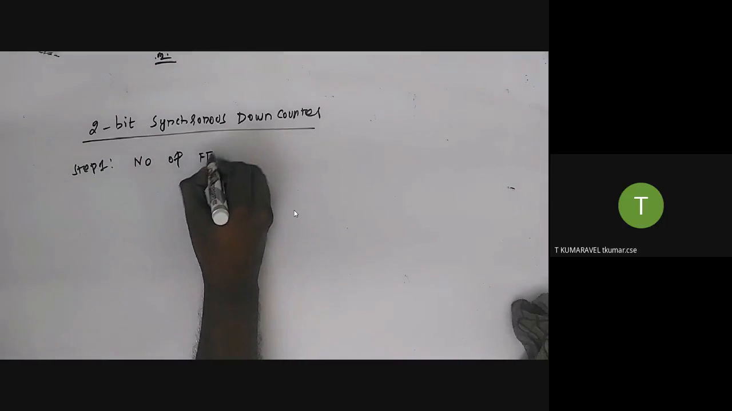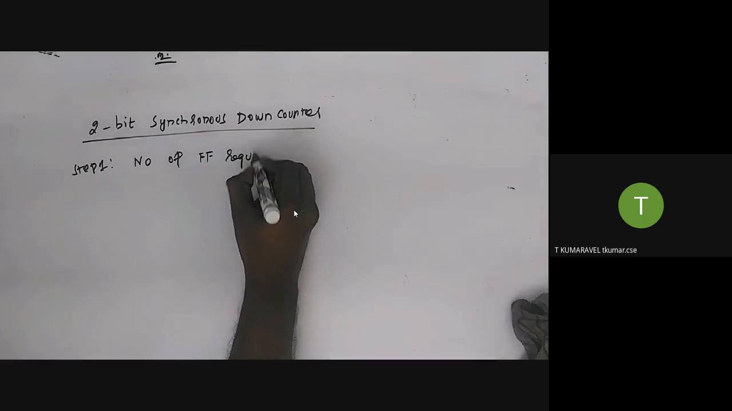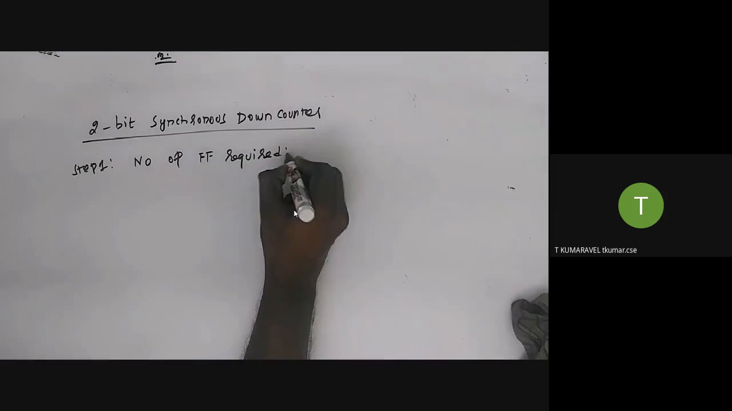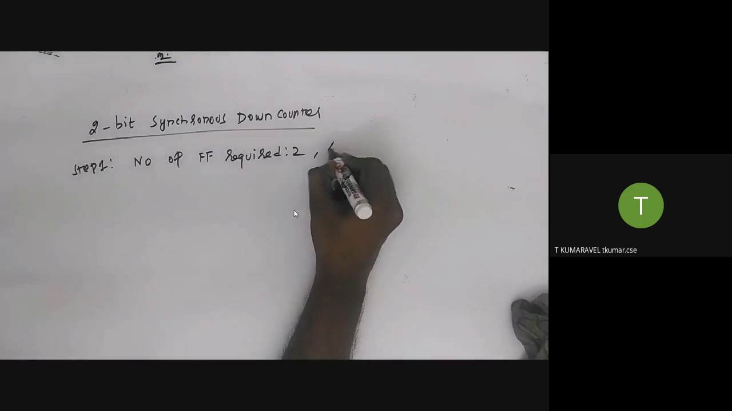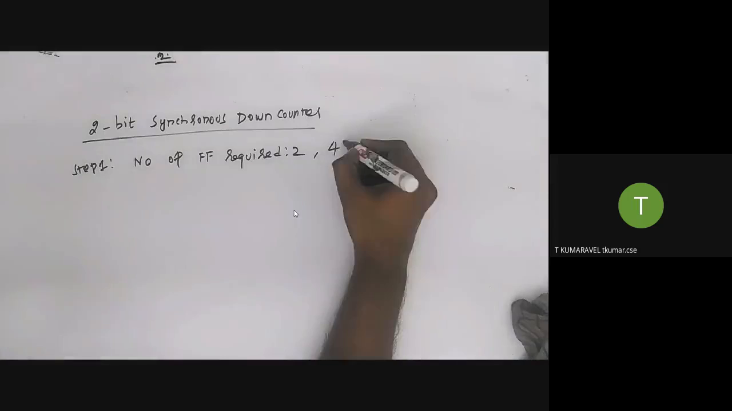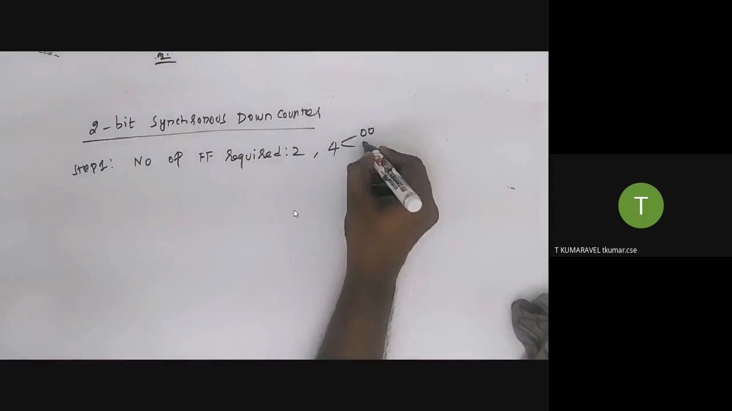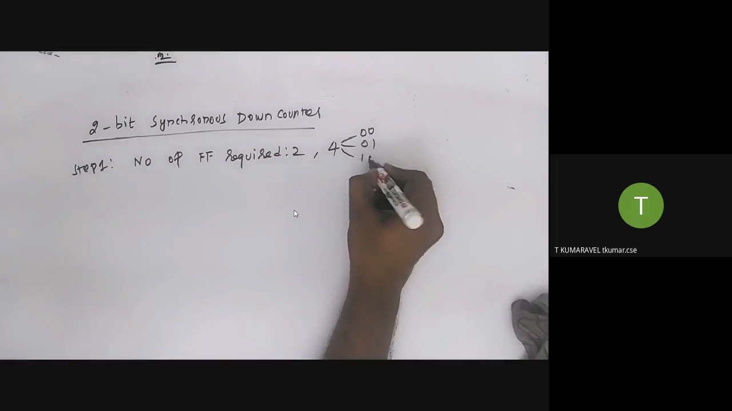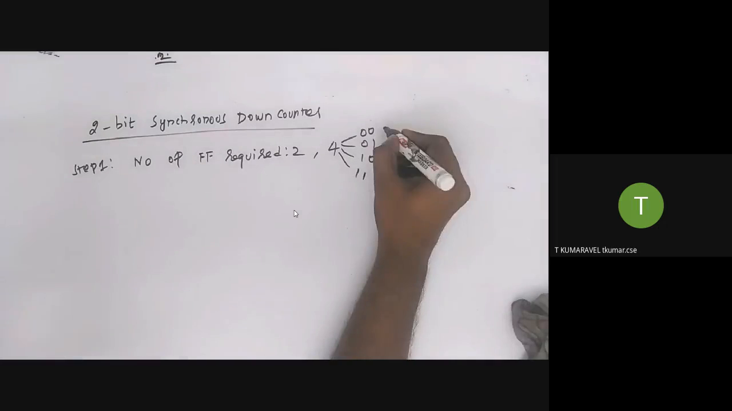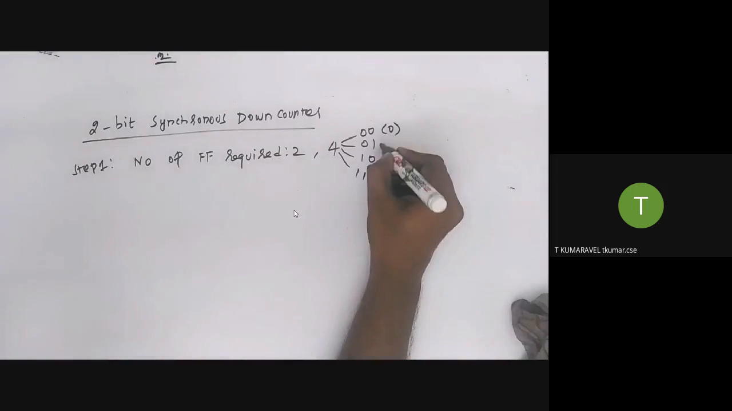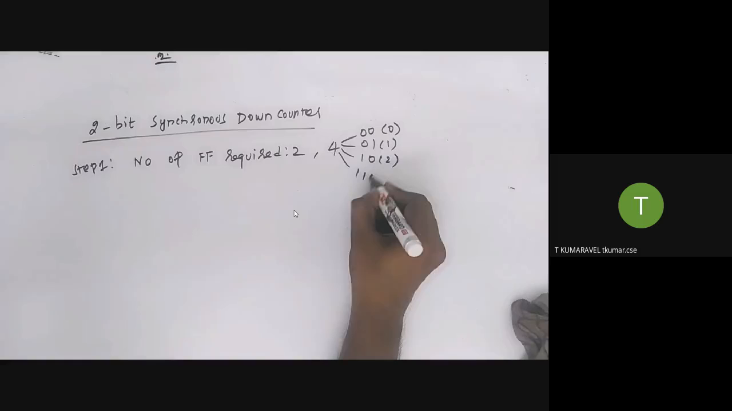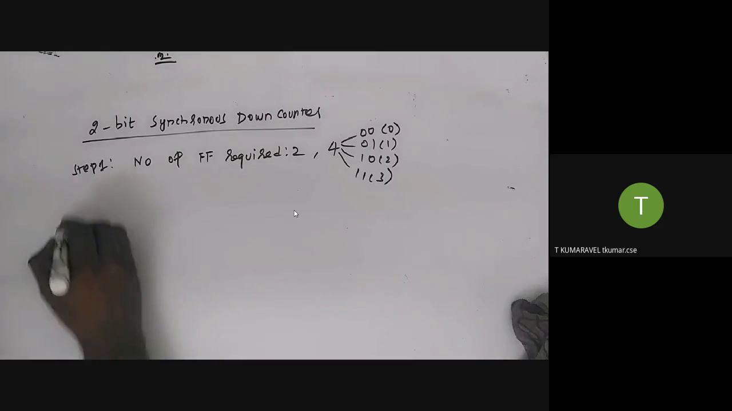Okay. So what is the next step? How many number of states are available? 4. Okay. So what are the states? 00, 01, and then 10, and 11. This is nothing but 3. So what is the binary to decimal representation? 0, 1, 2, and then 3. What is the next step?